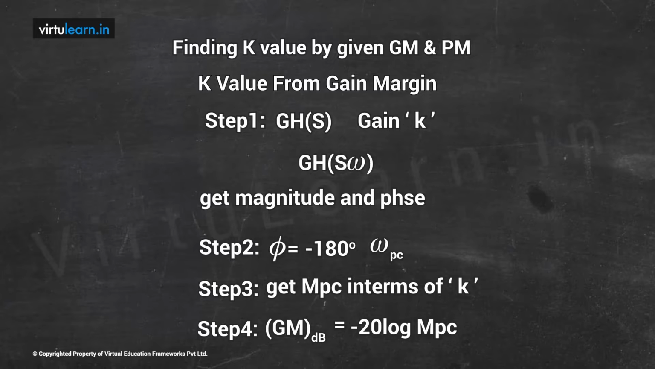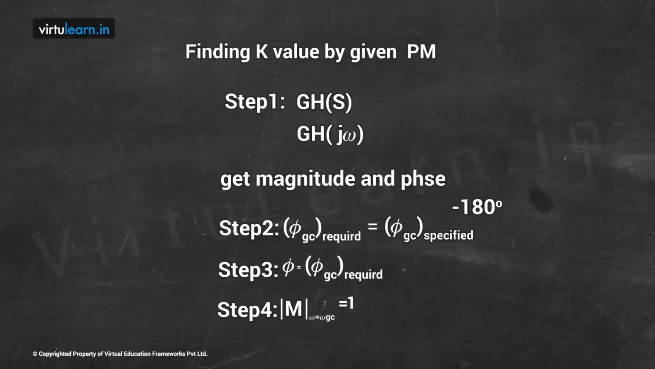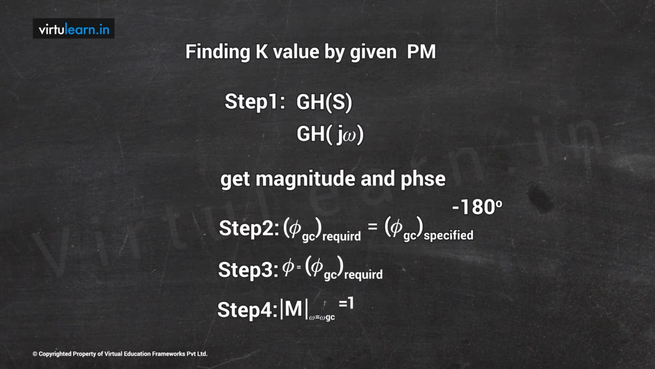Now, what will be the K value for a specified phase margin? In this case, GH of S will be given in terms of K, and again substitute S is equal to J omega, get the sinusoidal transfer function, write the magnitude and phase angle expressions. The next step is, we have already the phase margin specified. So find out what is the phi GC required for that particular specified phase margin. The phi GC required we can write as the phase margin specified minus 180 degrees.